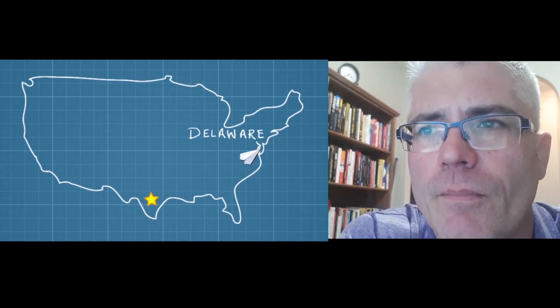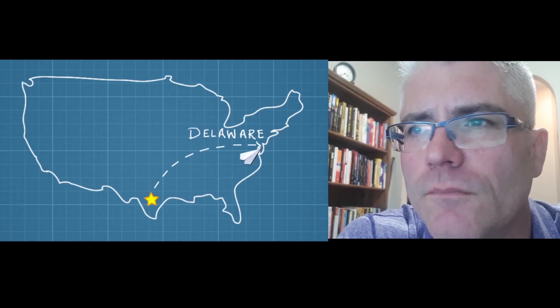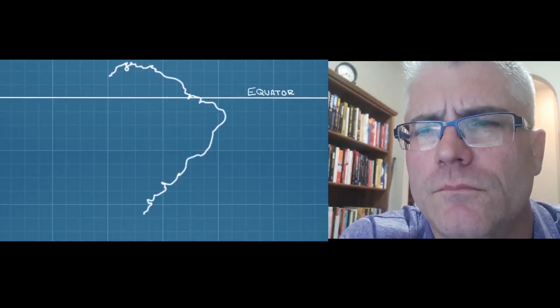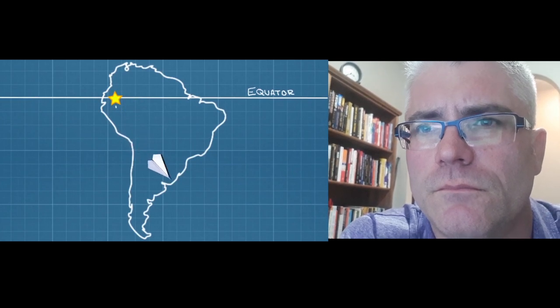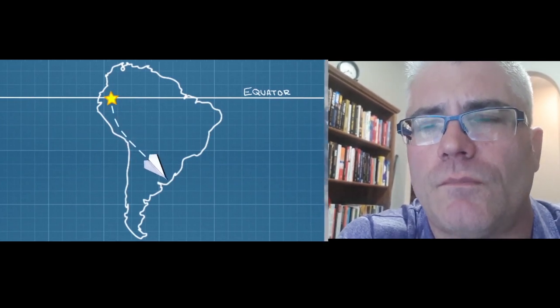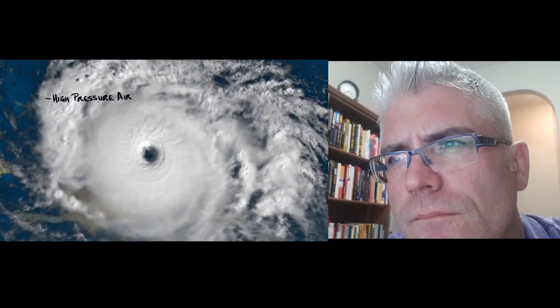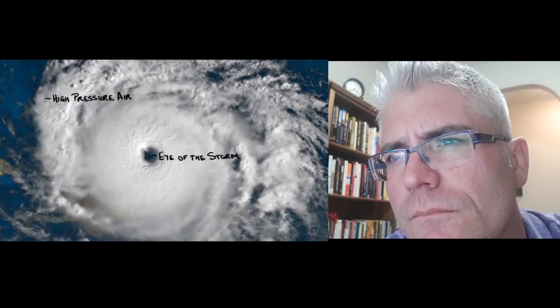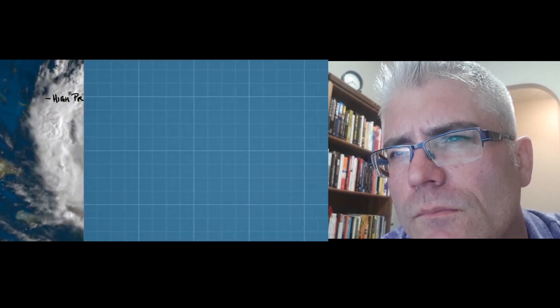So from your point of view in Texas, the plane would have taken a curved path to the right. The opposite would happen in the southern hemisphere. An object traveling from the equator to the south would get deflected to the left. So what does this have to do with hurricane spinning? Well, at the center of every hurricane is an area of very low pressure. As a result, the high pressure air surrounding the center, or eye, of a storm is constantly rushing toward the low pressure void in the middle.